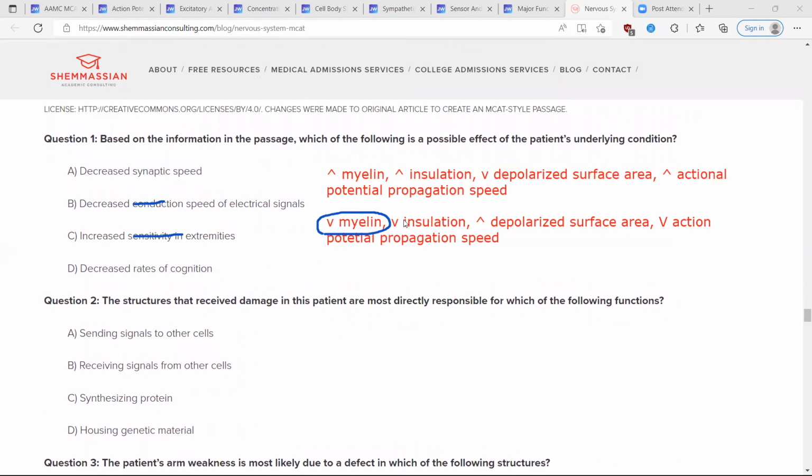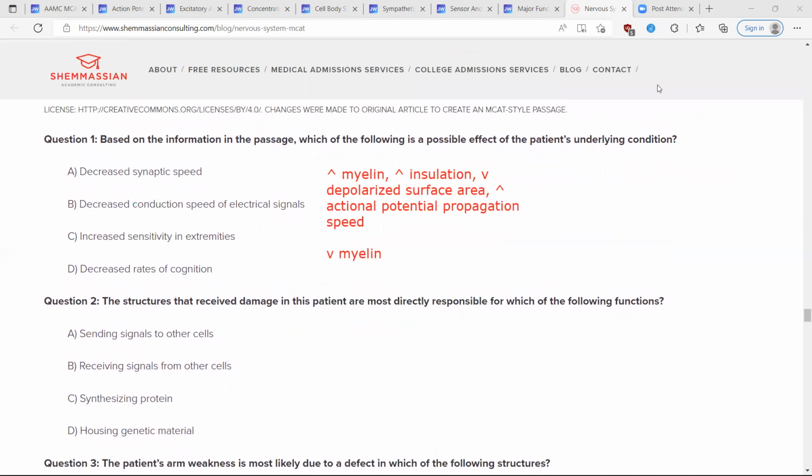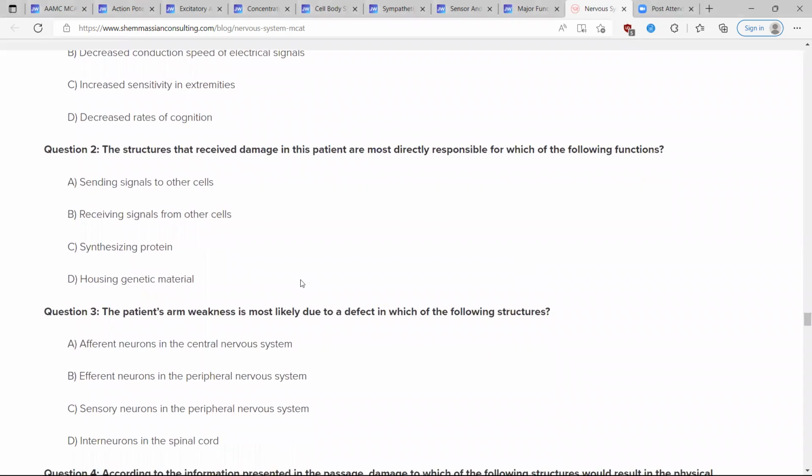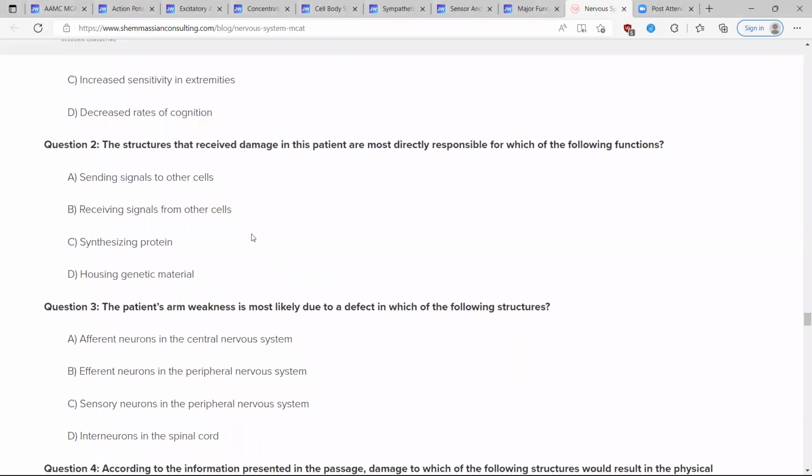Okay, cool. So let me get rid of this. Hopefully that makes sense. But if not, just post a question. And now we have question number 2. The structures that receive damage in this patient are most directly responsible for which of the following functions?